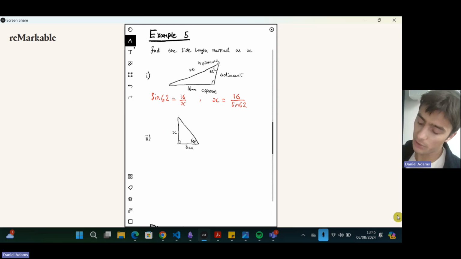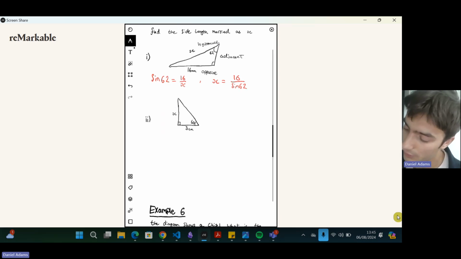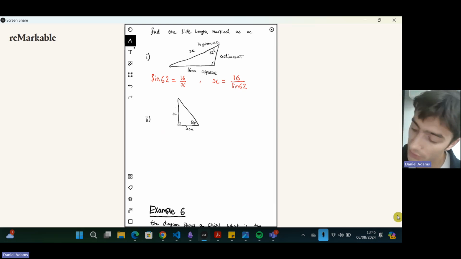I'm not going to do that because we don't need to put every single thing into the calculator. You guys can do that yourself. The next one, again, is a similar question. Again, another triangle, and we're asked to find this length x.